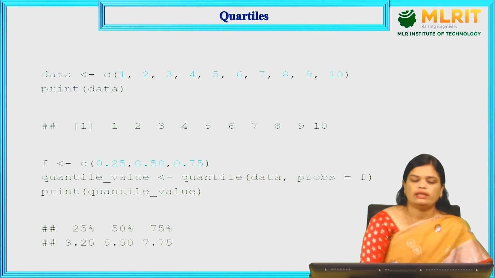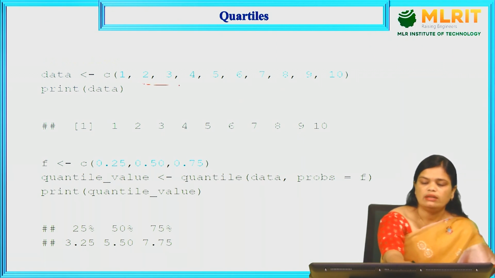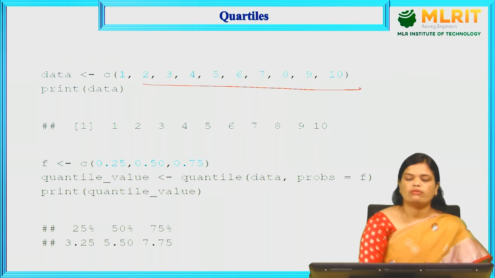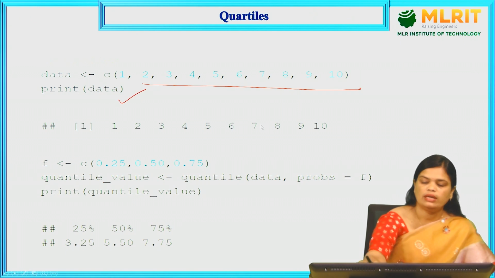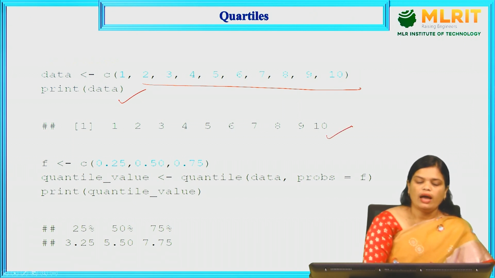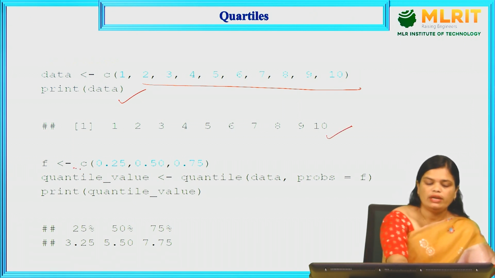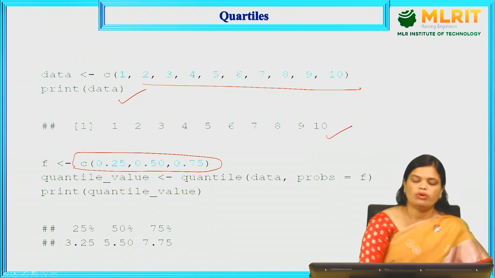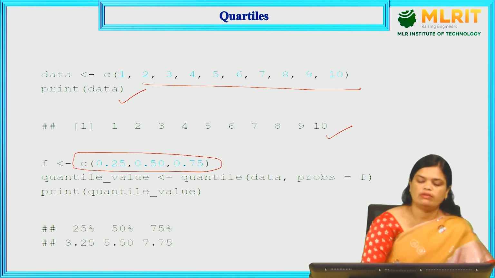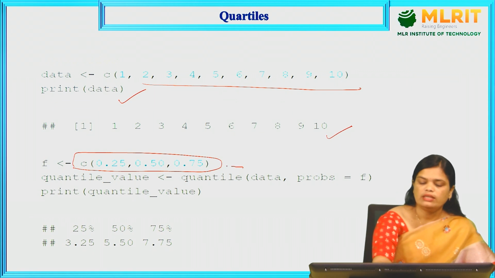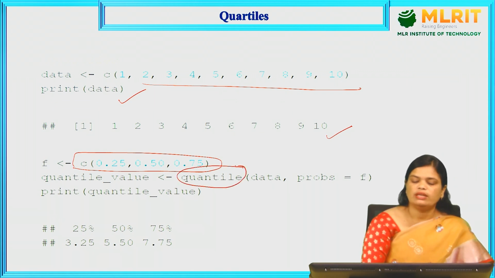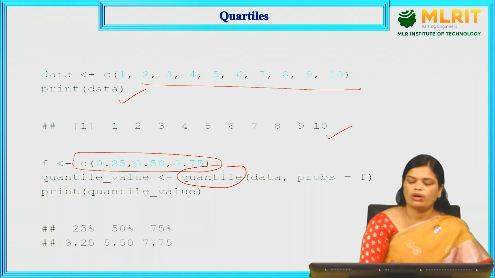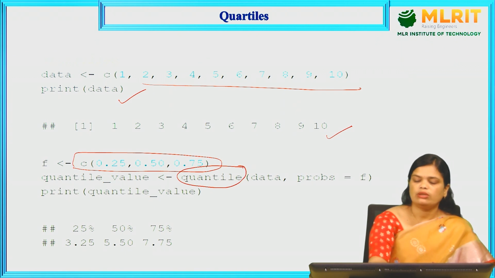Calculating the quartiles. So we have the data vector here, the values are 1 to 10 and we are printing the data here. Observe the data here, and we have a vector 0.25, 0.50 and 0.75, and for calculating the quartiles we have a built-in function, that is quantile, and we are applying that quantile to the data.